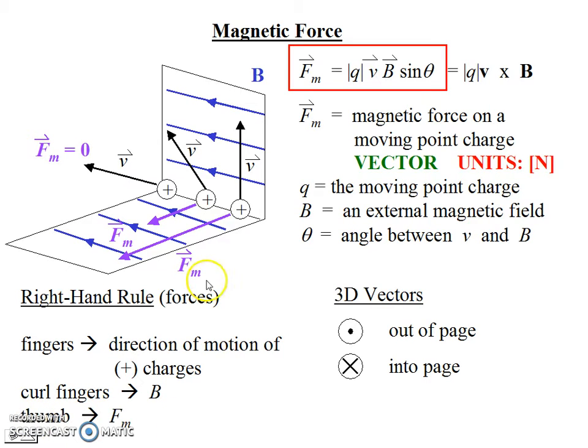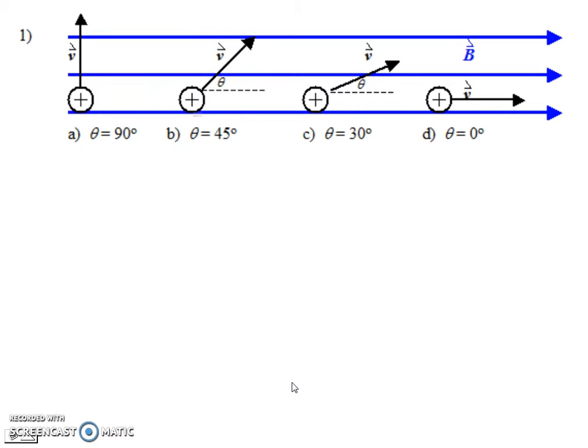Alright, so now that we have our equation for the magnetic force on a moving point charge, and we have our right-hand rule for figuring out the direction, our way of showing three-dimensional vectors, let's try some problems. Let's turn to our problem set, and here's problem number 1. Go ahead and read it, and all I want you to do is the math for parts A, B, C, and D. You're really going to be doing the same thing over and over. I'll even get you started.